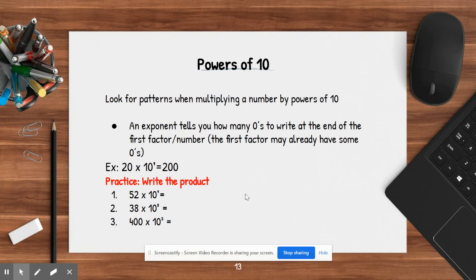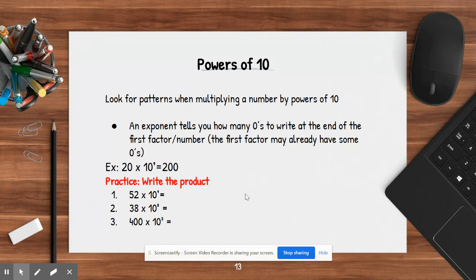Okay. All right, are we ready to kind of see how they did? Yes. All right, so for number 1, 52 times 10 to the 1 power should be 520. Did you get that? Number 2, 38 times 10 to the 2nd power should be 3,800.